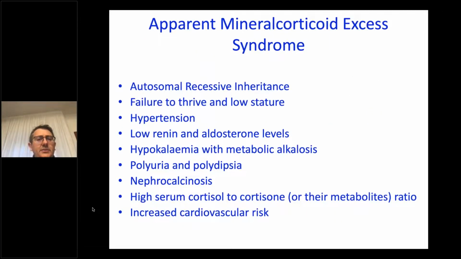The clinical features of apparent mineralocorticoid excess syndrome are characterized by an autosomal recessive inheritance pattern, failure to thrive and low stature, hypertension, low renin and aldosterone level, hypokalemia and metabolic alkalosis, polyuria, nephrocalcinosis, and you can check the ratio of cortisol to cortisone, or the ratio of urinary metabolites, that is altered in favor of cortisol, and of course they have an increased cardiovascular risk.